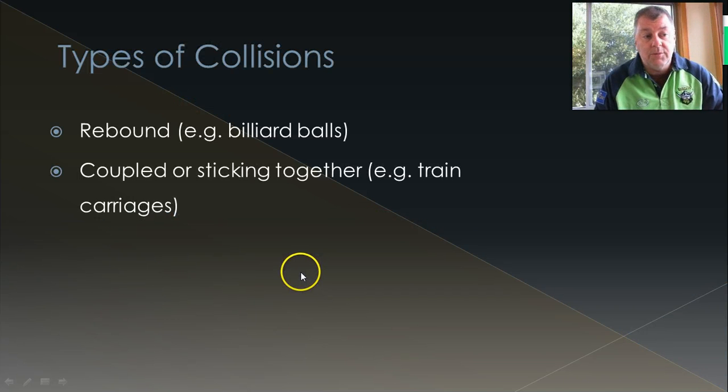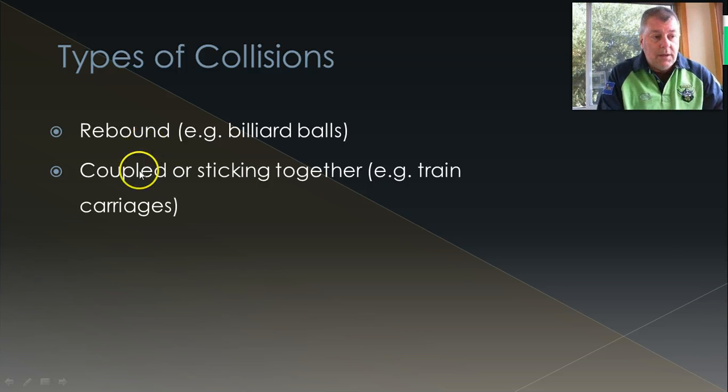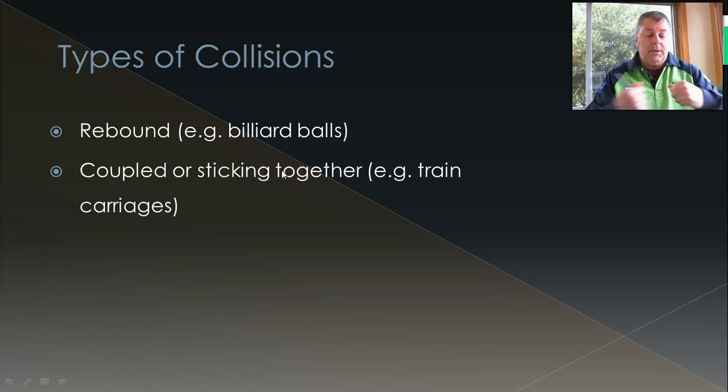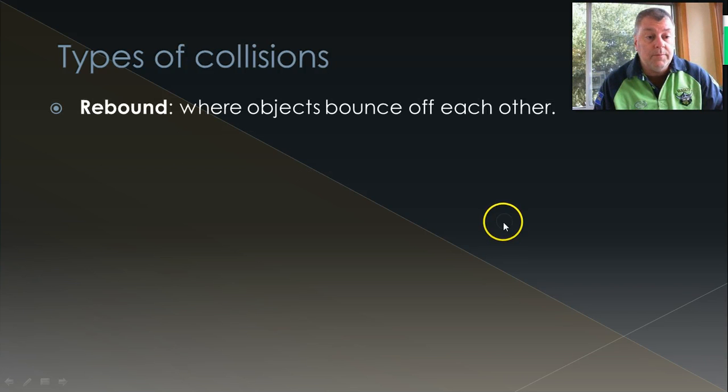Okay, types of collisions that we can have: rebound or coupled and sticking together. So rebound is when something hits something and the other one moves on. Coupled is when they might stick together. For example, train carriages might stick together. So we're going to go through a couple of those examples and have a look at them.